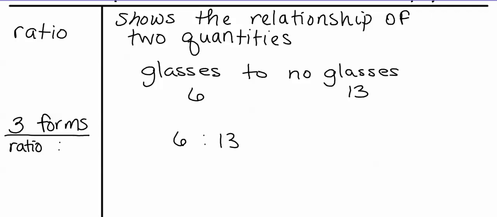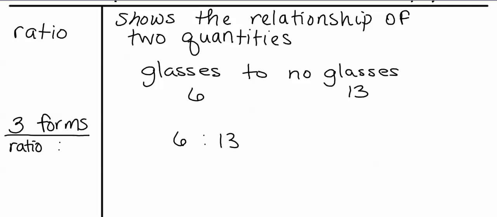Another thing that we do is we sometimes see the phrase, I should say, for every. So for every 6 kids that were wearing glasses, there were 13 kids that were not wearing glasses. And when you see the words for every, that is a surefire sign that you are going to see a ratio. So what we do is we will sound the alarm, all right? This is a ratio alert.